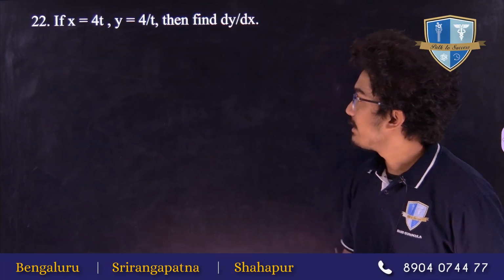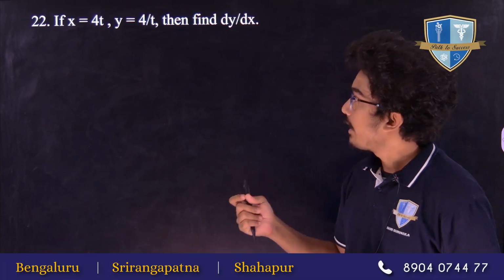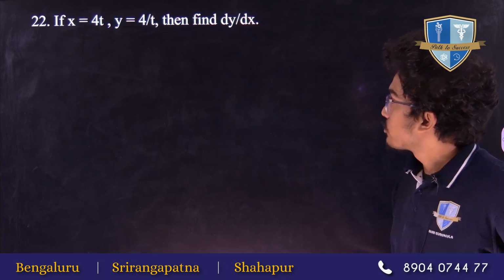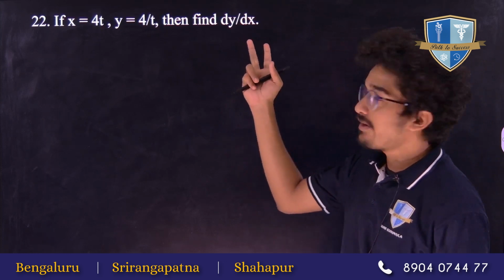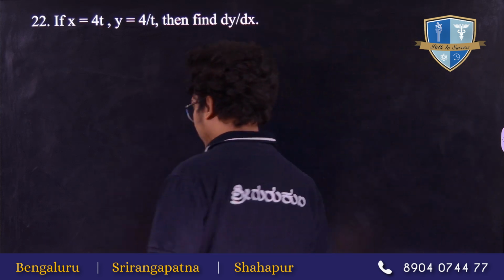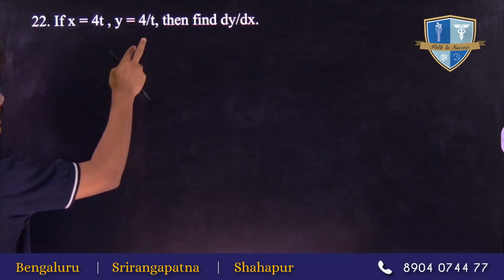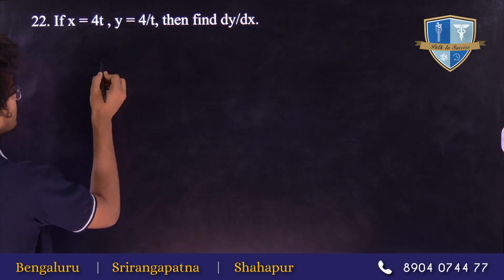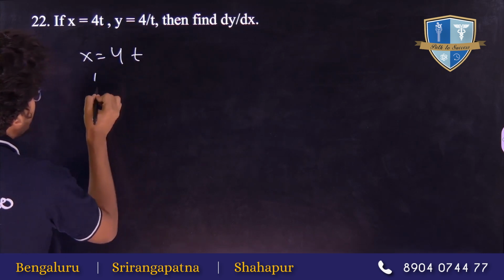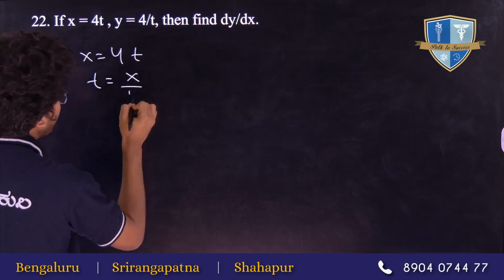So next question is, if x is equal to 4t and y is equal to 4 by t, then find dy by dx. So to find this dy by dx, we need y in terms of x, correct? So we can write y in terms of x by eliminating this variable t. So x is equal to 4t, correct? Then t can be written as x by 4.